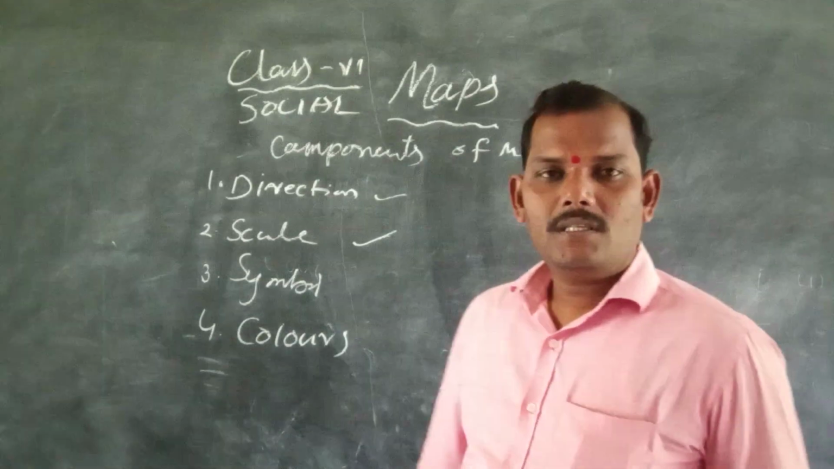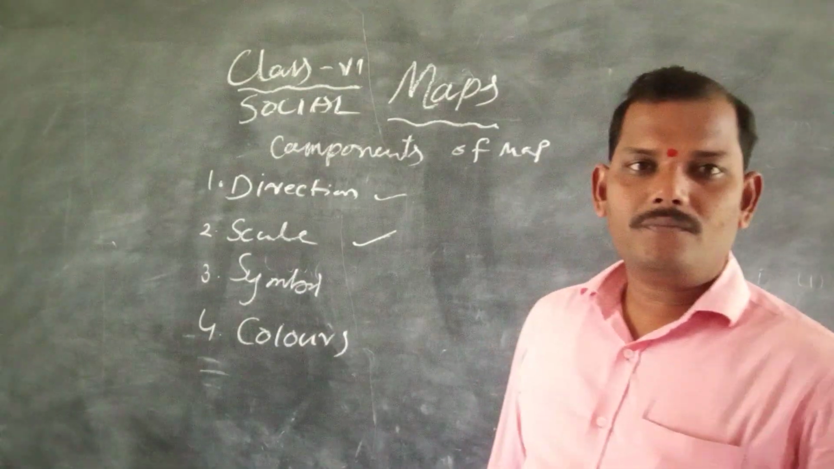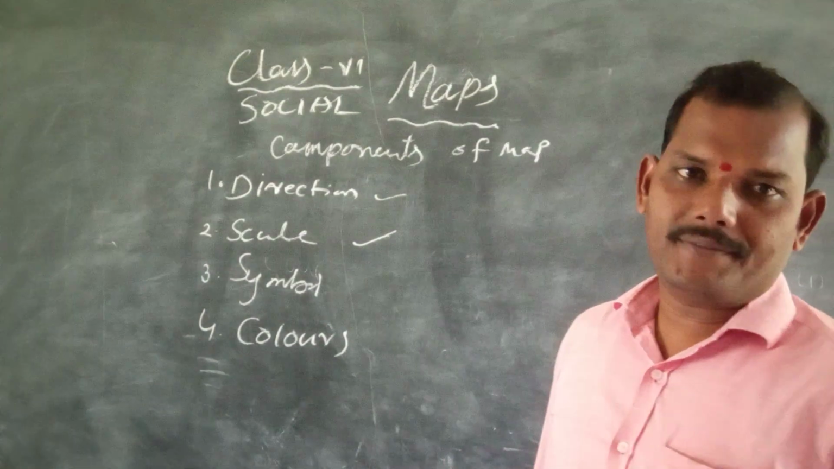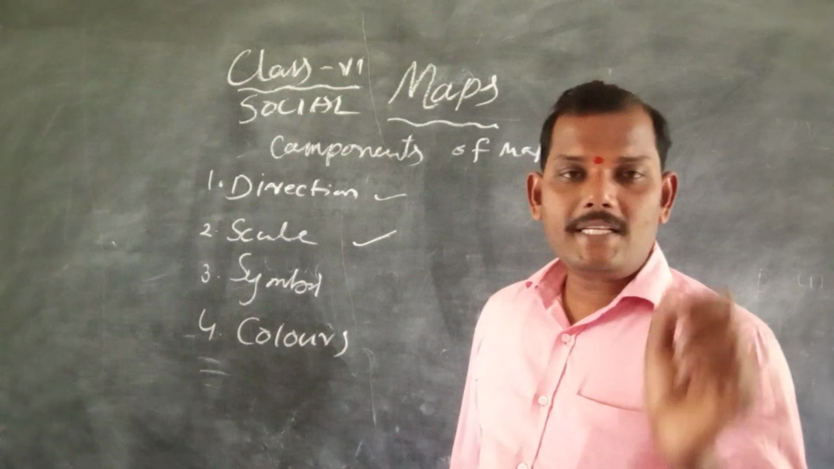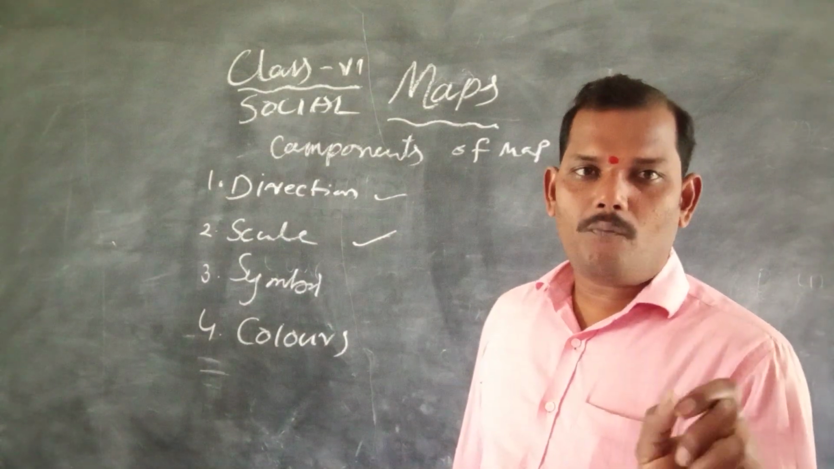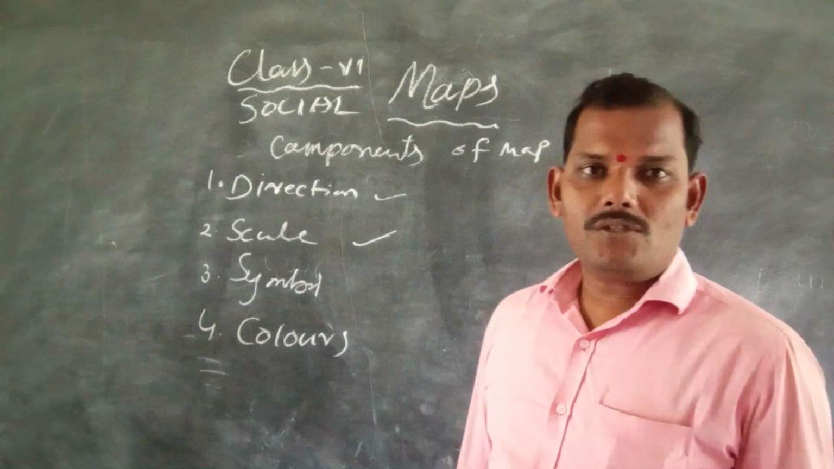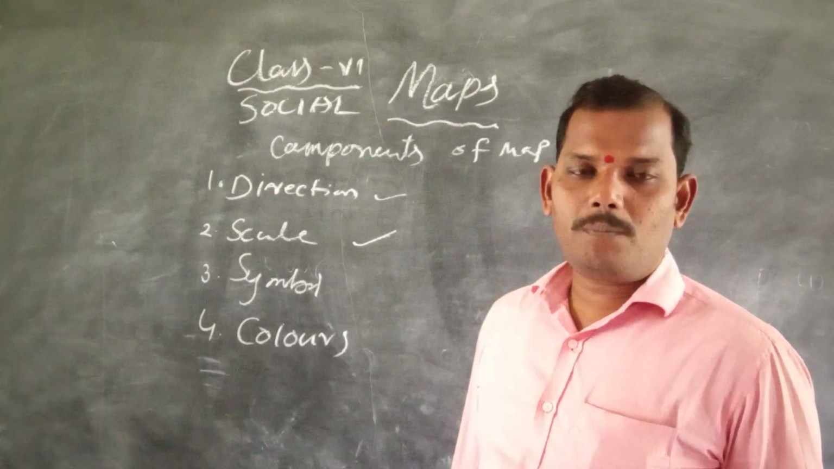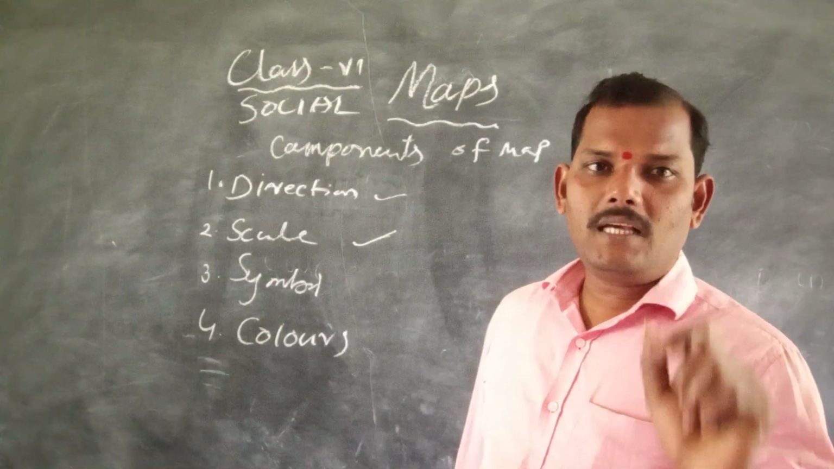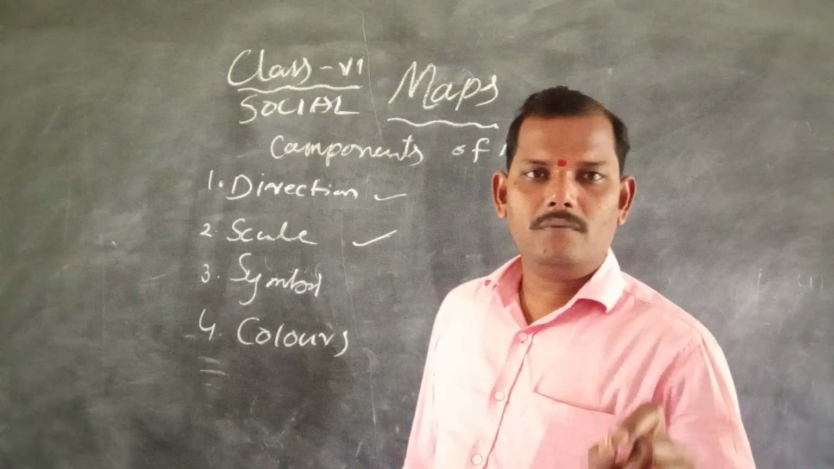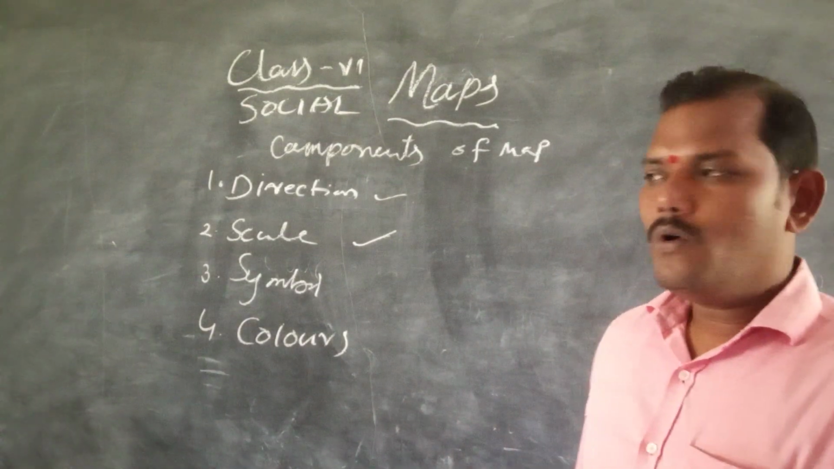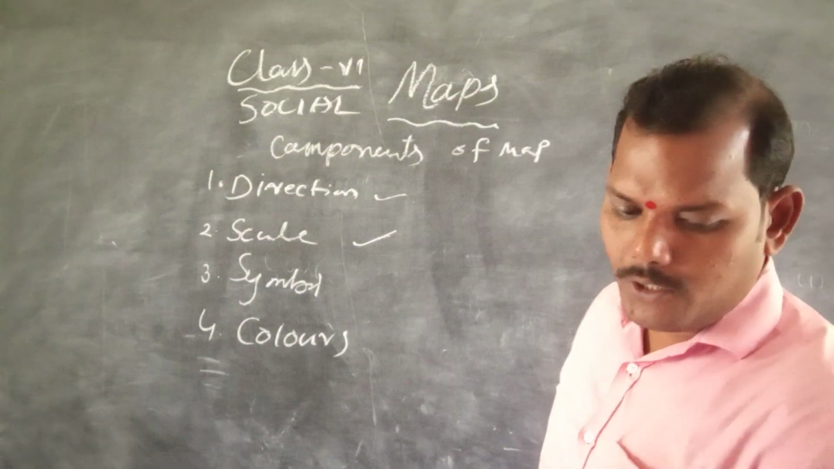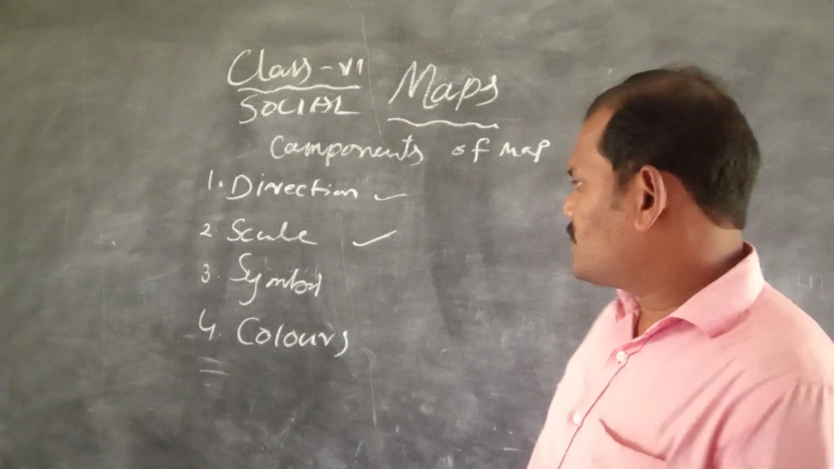Right? And another one, scale. Scale is the representation of distance. It shows the difference between places, but it does not show the actual distance of a place. It shows the reduced distance. That means the scale is the representation of distance only. It helps to find out the distance of a place, by reducing the actual distance.